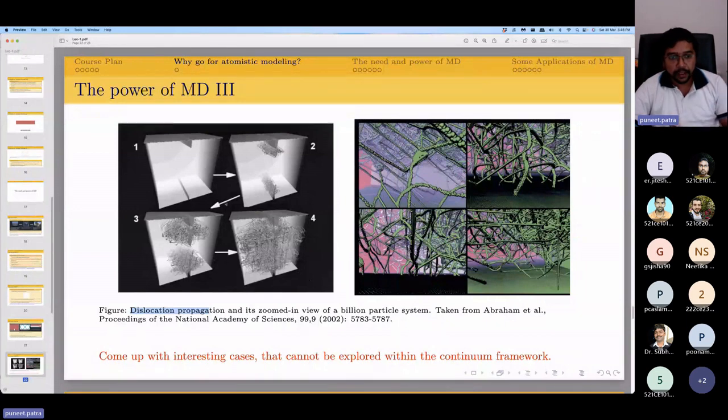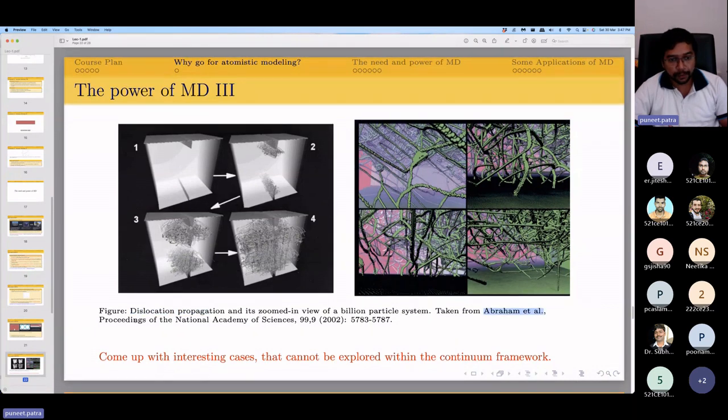So you can see that the system on the left hand side is a billion atom system. It has been taken from the work by Abraham et al., which got published in PNAS in 2002. And it's just a 20-year-old work. This billion atom system also took more than a month on the then fastest supercomputer. So you can refer to this paper, and it's a very interesting paper.